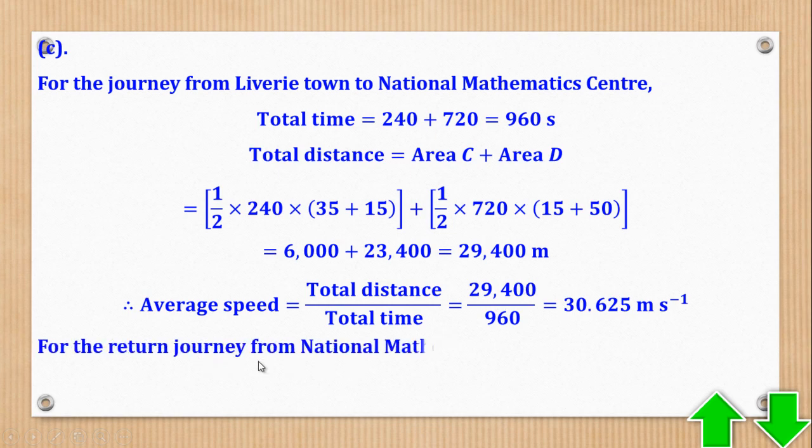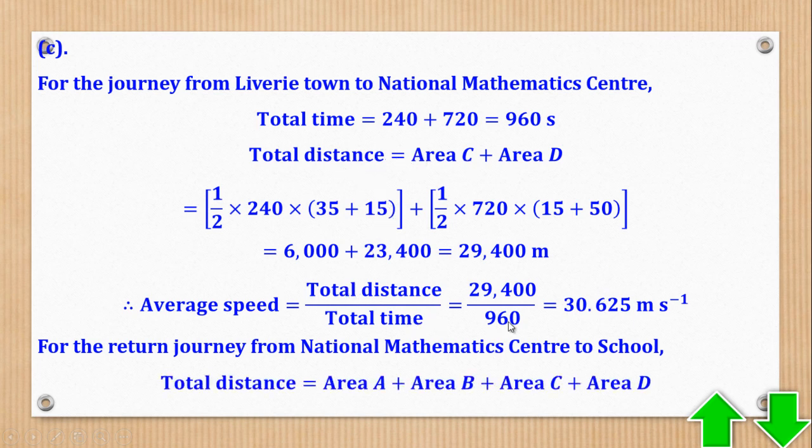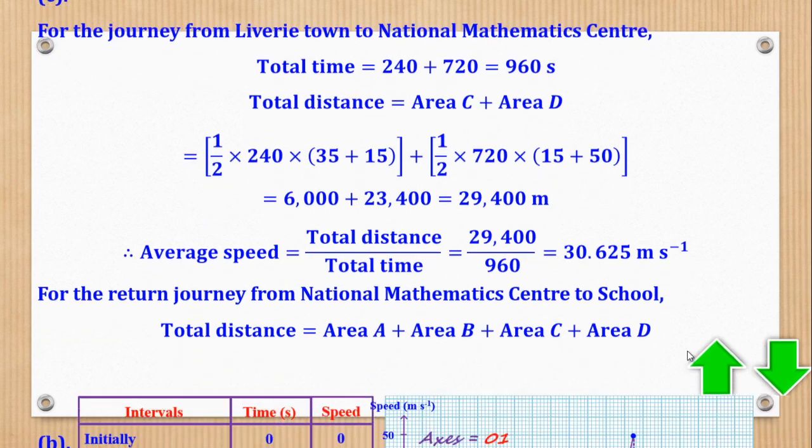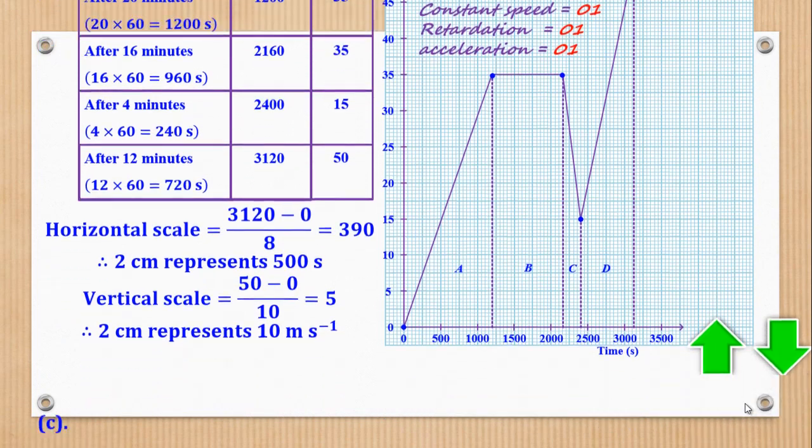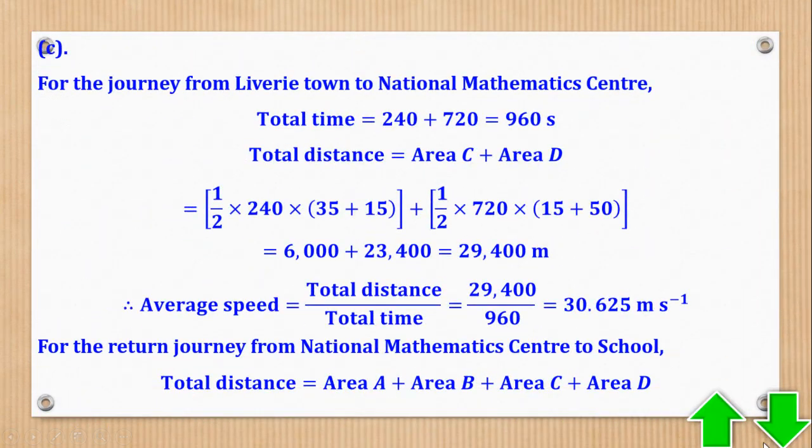Then they said for the return journey, if I use this very average speed and use the total distance, what will be the total time? So I need to first get the total distance overall. Overall means I'm going to add on, because I already know area C and area D, but I don't know area A and area B. Area A is a triangle and area B is a rectangle. So I'll come and get the areas too, so that I can easily get the total area.